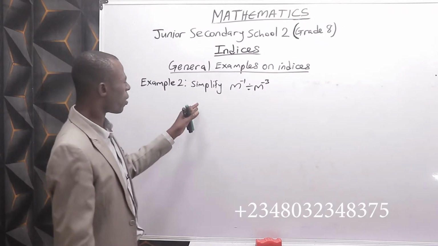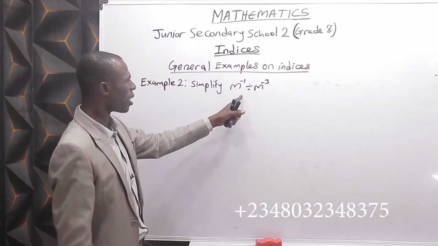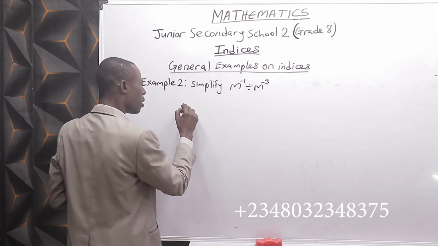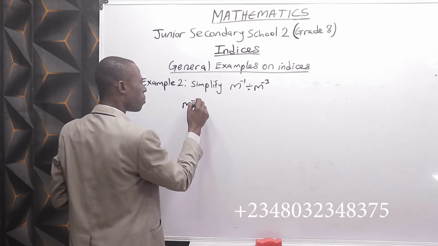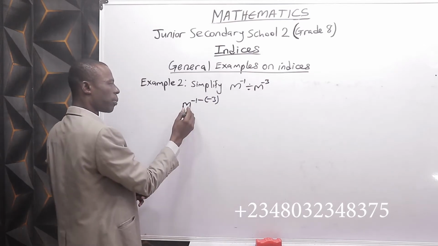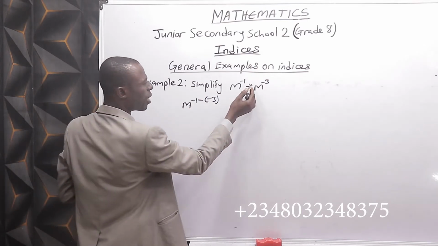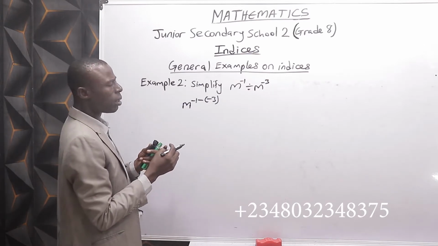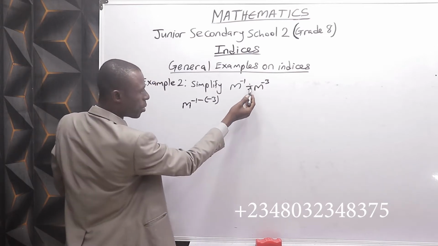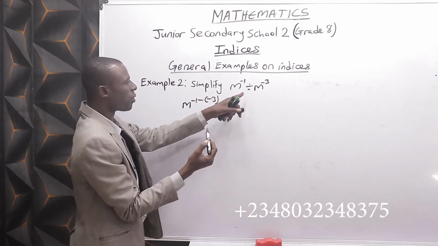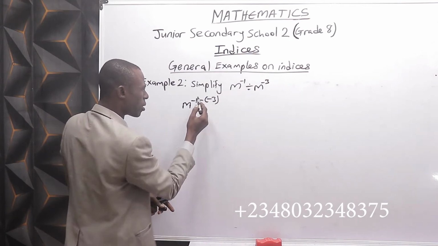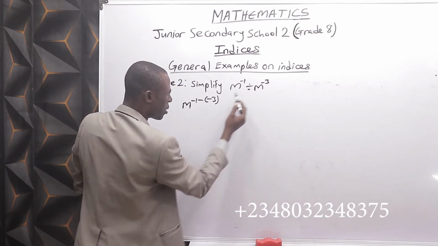Example 2. Simplify m raised to the power negative 1 divided by m raised to the power negative 3. There are 2 approaches available here. Number 1, m raised to the power negative 1 minus negative 3. What do I mean? Pick one of the common bases. I pick m. Now, change the division to subtraction and let it operate the 2 powers, negative 1 and negative 3. So, that subtraction that we generate from this division is this one. The negative 1 already in existence is this. The negative 3 already in existence is this.